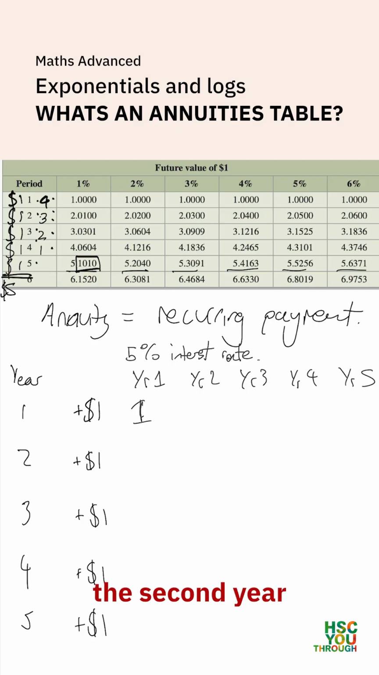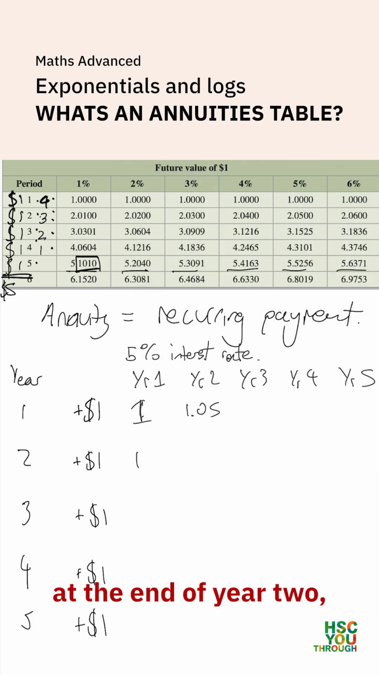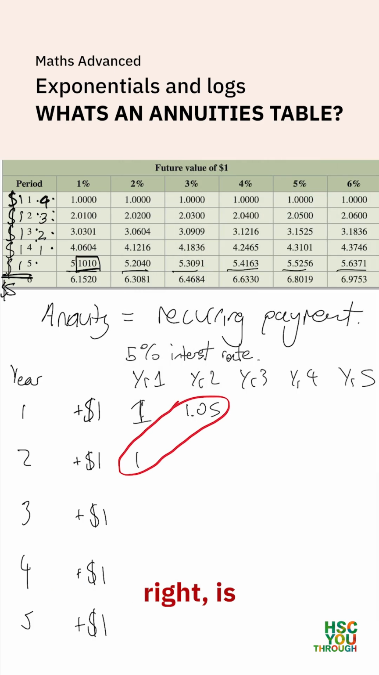By the end of the second year, that thing's grown to $1.05, and I've put in an extra dollar. So my total amount at the end of year 2, right, is the dollar I put in at the end of year 2, plus what the first dollar I put in at the end of year 1 grew to. So my total amount by year 2 is $2.05, which you can see is right there.